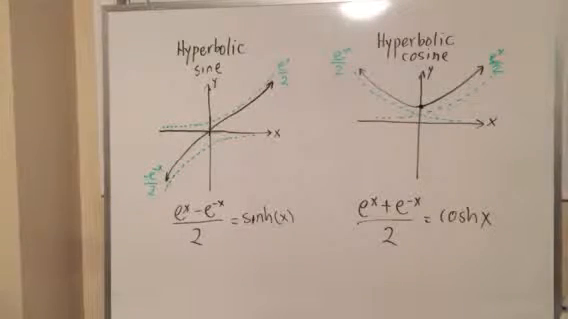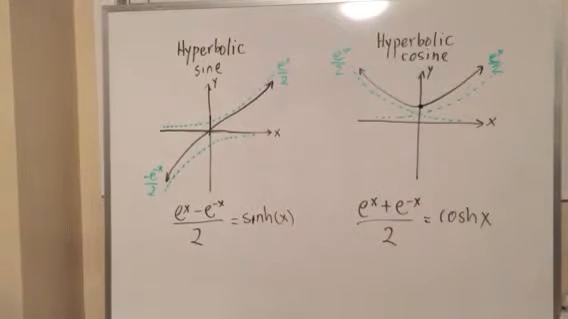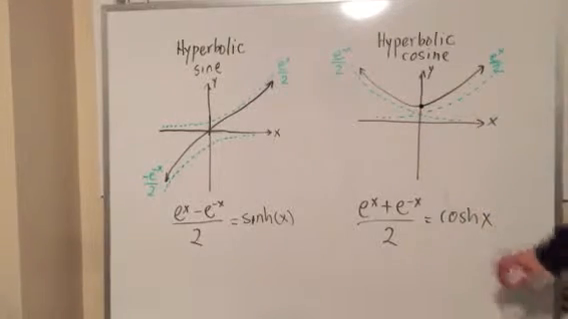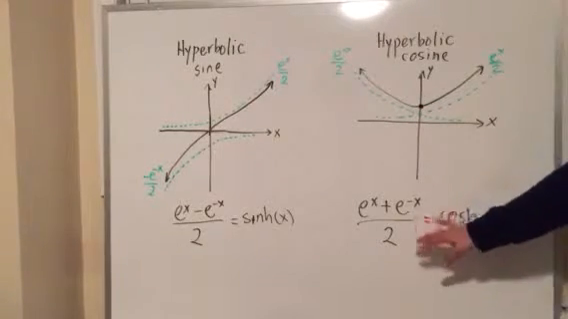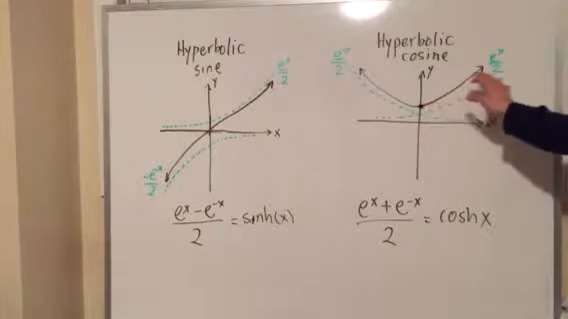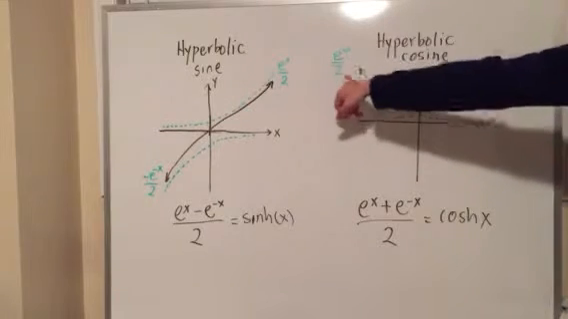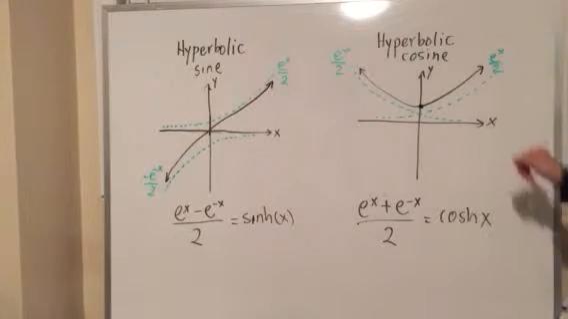It is (e^x + e^(-x))/2. So the only difference here is the plus sign. And as you can see, at 0 it's 1, by plugging in x equals 0 we get that. And it has this asymptotic strange behavior in between the curves as outlined in green here.